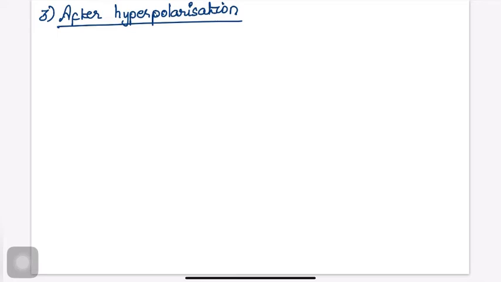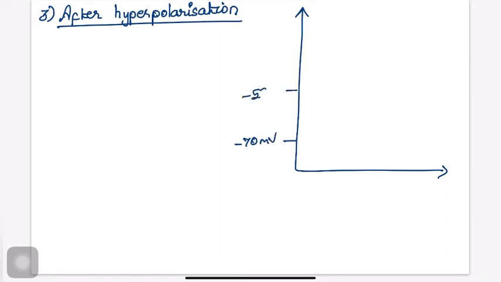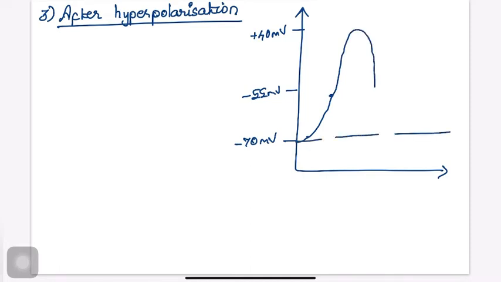And the third event of the action potential is after hyperpolarization. So this is minus 70 millivolt, minus 55 millivolt, plus 40 millivolt. When the membrane potential reaches threshold potential, there is a series of changes. First there is the upstroke up to plus 40 millivolt, then a downstroke beyond the resting membrane potential, and the next event is called after hyperpolarization.